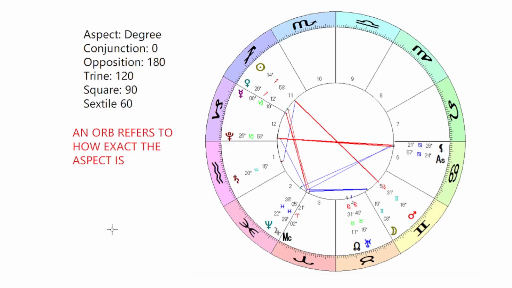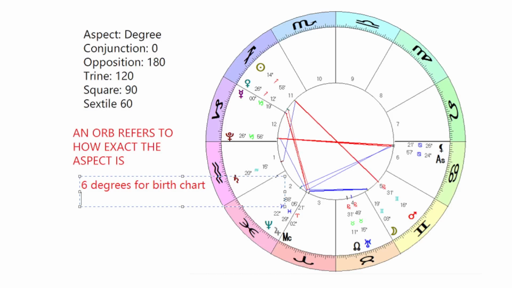But it really is a gradient scale. In general, 6 degrees for birth chart orb. Basically, if it's within 6 degrees of any one of these aspects, then you can pretty much know that it's going to have an effect of these aspects.